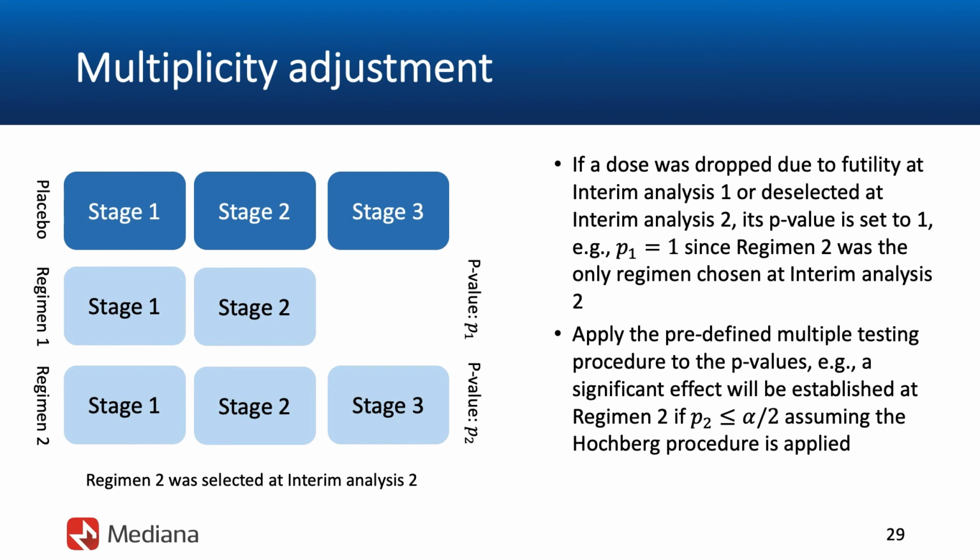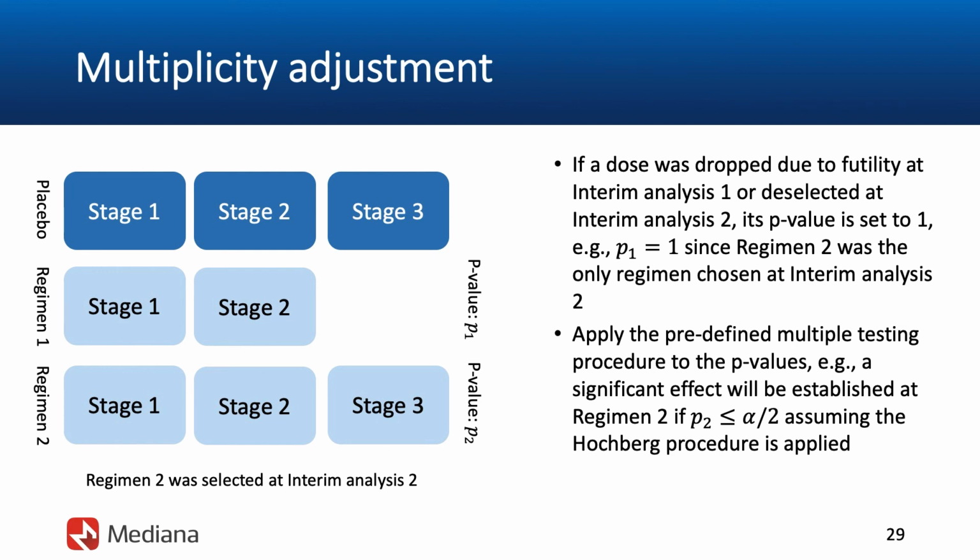And the main reason for that is because they were discontinued based on the available data. This was a data-driven decision that will ultimately contribute to alpha inflation. And to account for that potential alpha inflation, we need to apply a multiplicity penalty that in this particular case would be based on the Hochberg procedure.